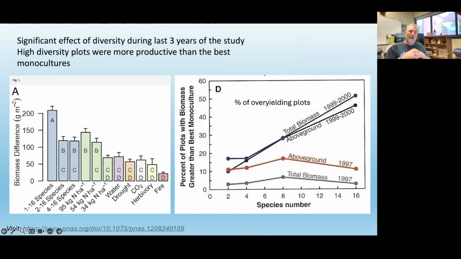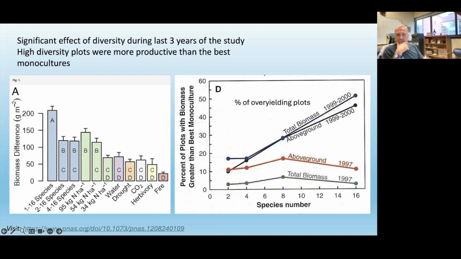So in these studies, they found that there is a significant effect of diversity, and this was particularly more the case the later the study went, right? So again, a good reason to do things over a long period of time where you have that opportunity. But overall, what they found was the higher diversity plots were more productive than even the best monocultures.